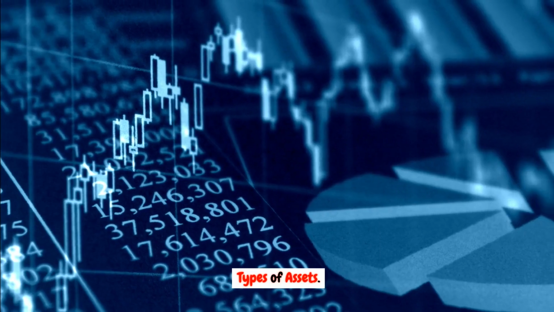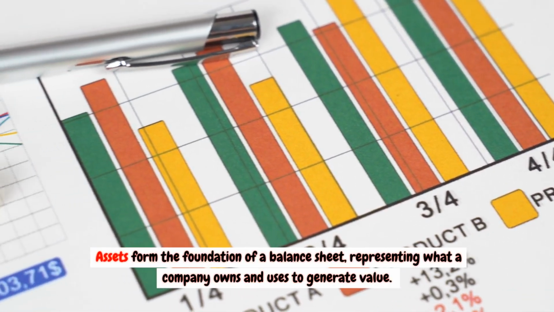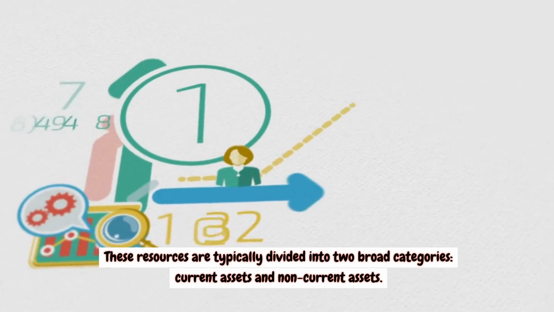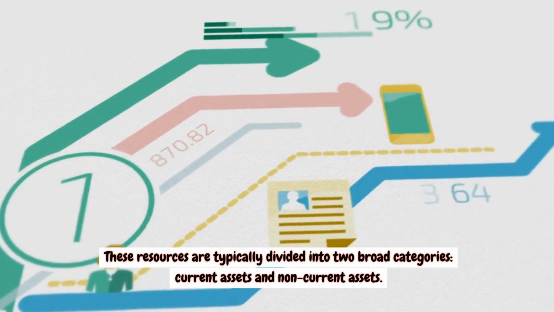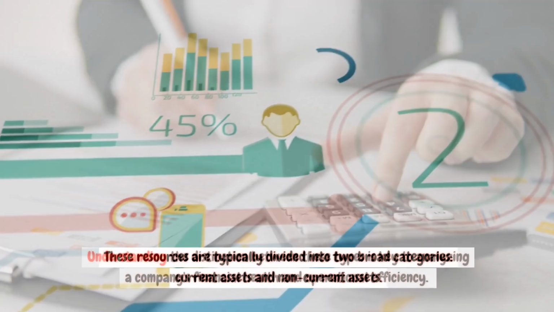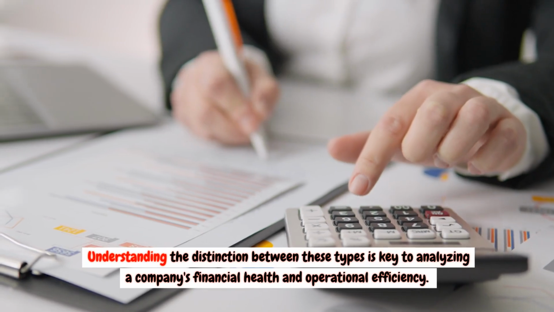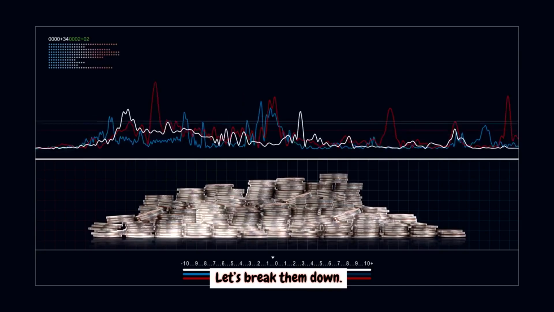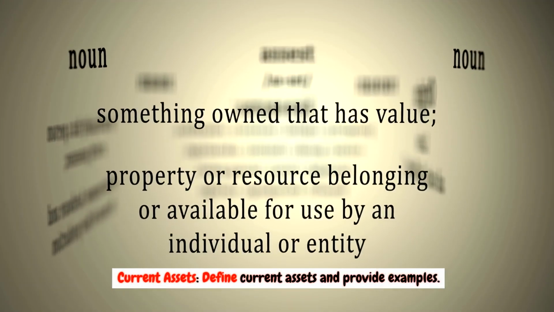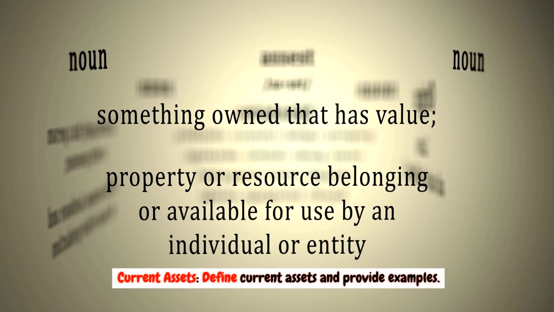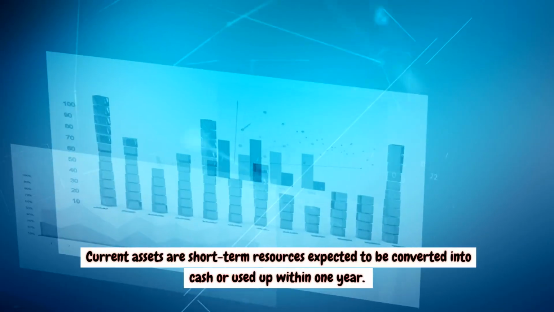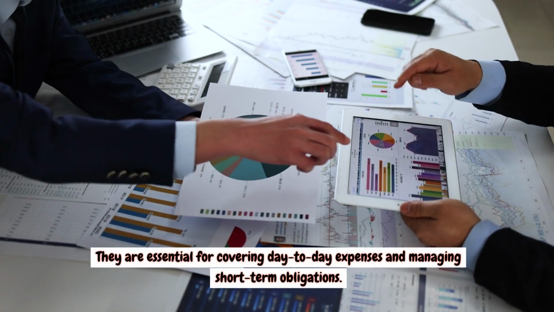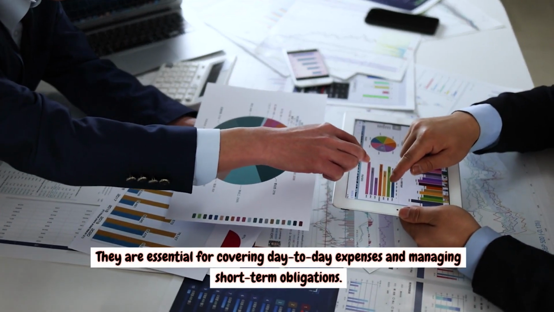Types of assets. Assets form the foundation of a balance sheet, representing what a company owns and uses to generate value. These resources are typically divided into 2 broad categories: current assets and non-current assets. Understanding the distinction between these types is key to analyzing a company's financial health and operational efficiency. Let's break them down. Current assets. Current assets are short-term resources expected to be converted into cash or used up within 1 year. They are essential for covering day-to-day expenses and managing short-term obligations.